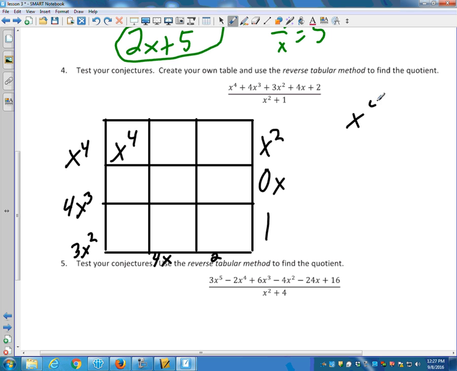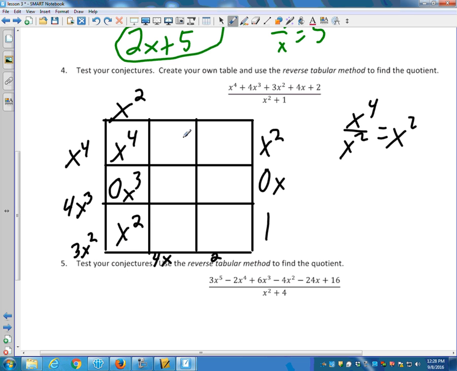So now we take x to the fourth and divide by x squared, and that's x squared. That's our first term of our answer. And now go right down that column. Fill in those cells. X squared times 0x, well that's 0. I like to put the term with it, 0x to the third. It's not necessary. 0 is 0. But I just like the order. It's the math guy in me. I like to have that order as I go down through. And this one is x squared.